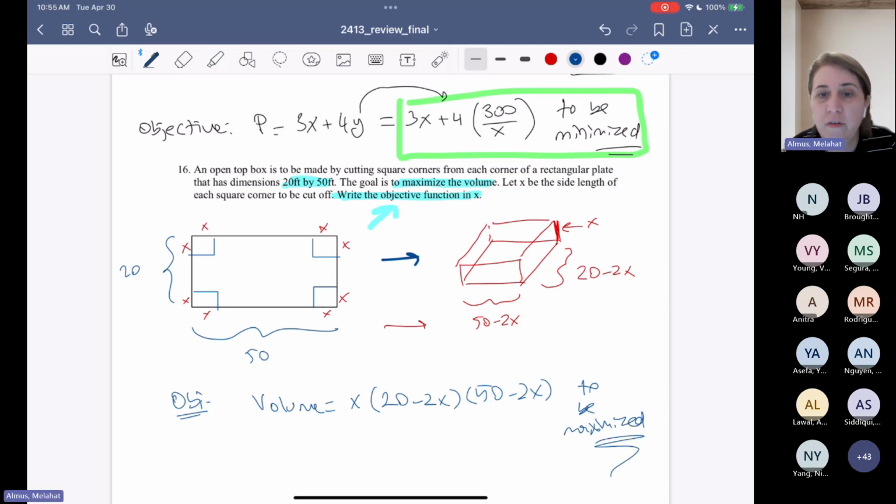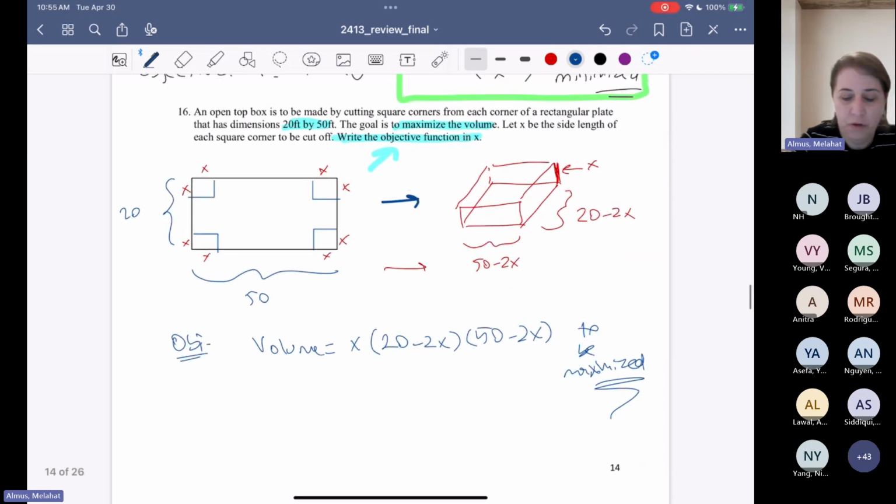It says write the objective function. Don't try to solve it. Write down the formula for volume, which is base area times height. Height is x. Base area is the product of sides. That's it. So read the problem before you decide how much time you need to spend on it. If it says write down the objective function, this is it.